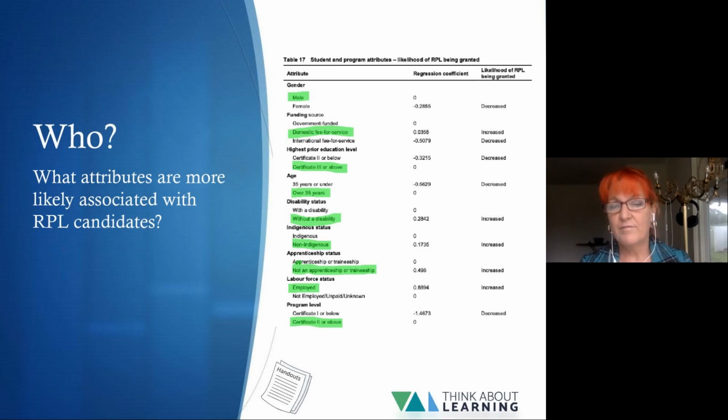Is this a surprise for you? How is your data at your RTO same or different? Certainly for my small sample in my research, that was true, except for the gender balance. There was a lot more females than male.